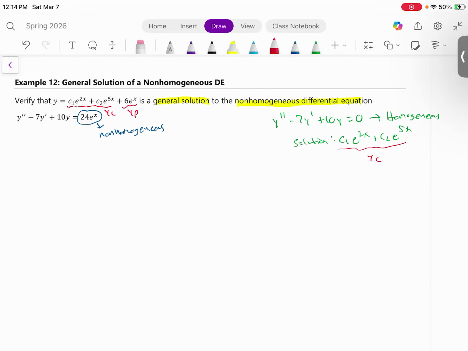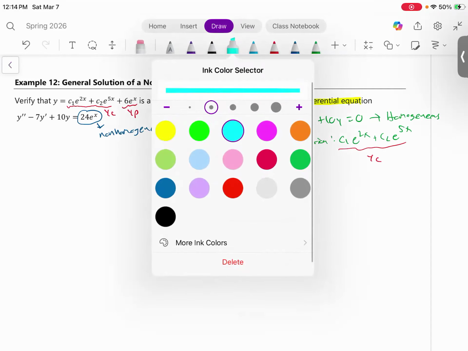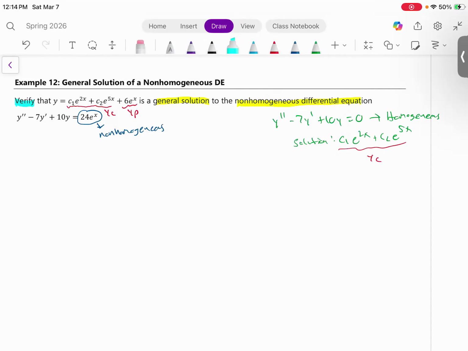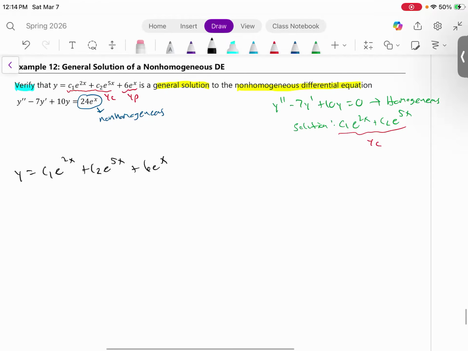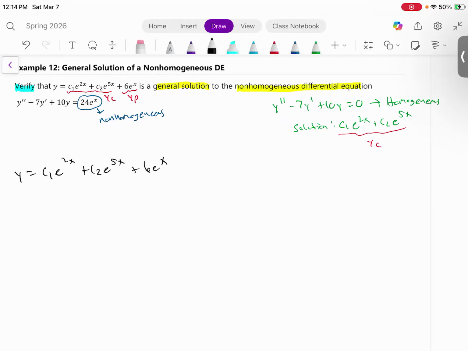Okay, but the question is asking us to verify, right? So we just want to verify that this entire solution is a general solution to this non-homogeneous equation. It's second order, so we're going to need two derivatives. So let's go ahead and try that out. Here we have y equals c1 e to the 2x plus c2 e to the 5x plus 6 e to the x. Second order differential equation, so I have to take two derivatives.